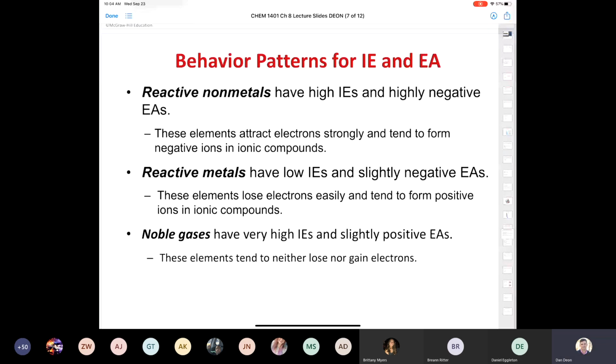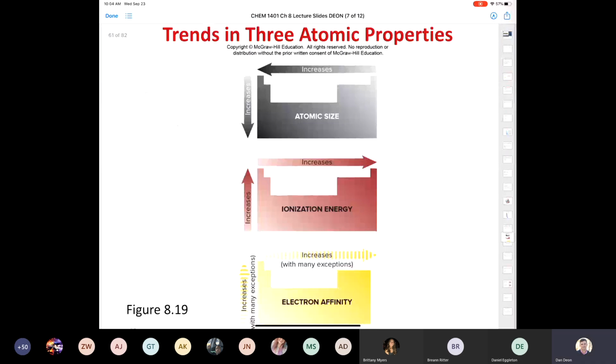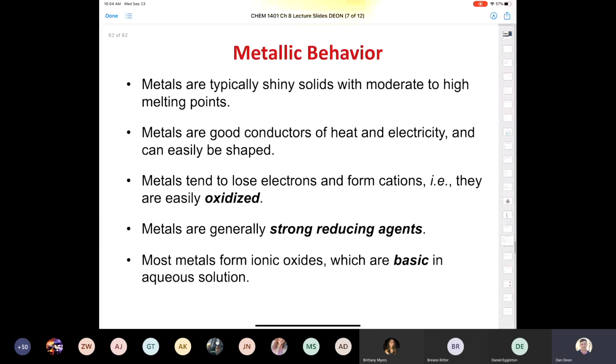So again, some examples of reactive nonmetals would be things like iodine, chlorine, bromine, sulfur, oxygen, fluorine, right? If we're talking about reactive metals, we're talking about things like sodium, potassium, lithium, calcium, magnesium, things like that. Okay. Here's a slide that I already showed you in chapter 14. So I'm going to move on from there and talk a little bit more about metals and metallic behavior.